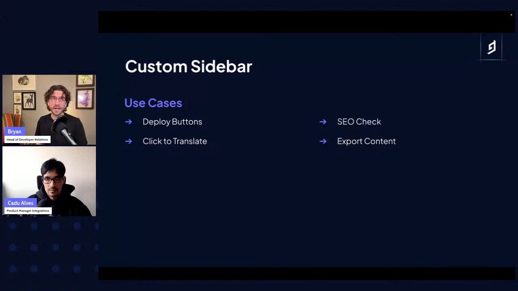Yeah, it's important to note that even though we're not in that content form anymore, we have access to everything that's in that document. So along with the SEO check, you can check any of the fields that you have in your content. Later on today, we're going to be using a slug field to populate a QR code. So all of that is going to be available not just in the custom fields, but also in the custom sidebar as well.